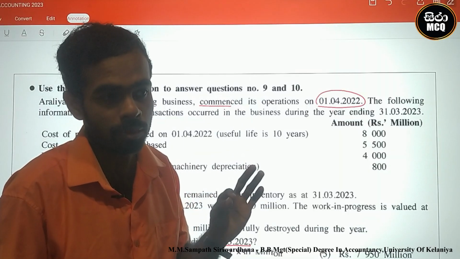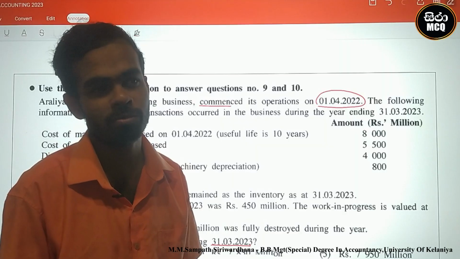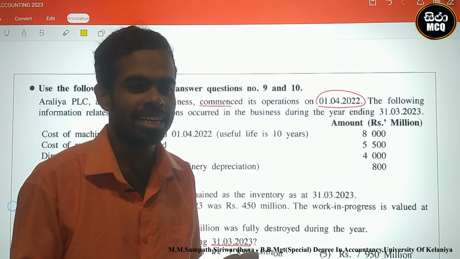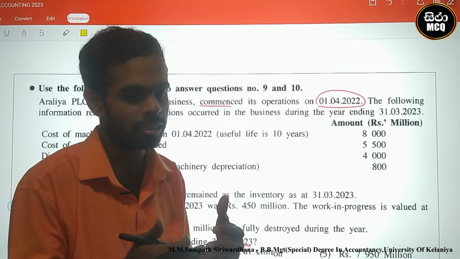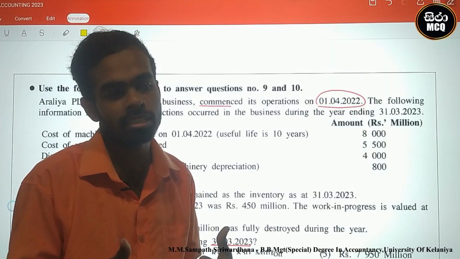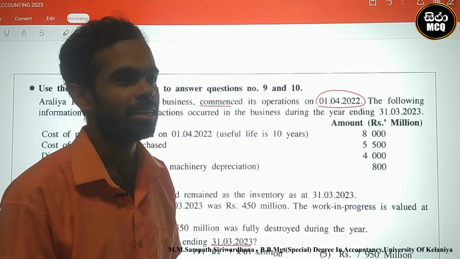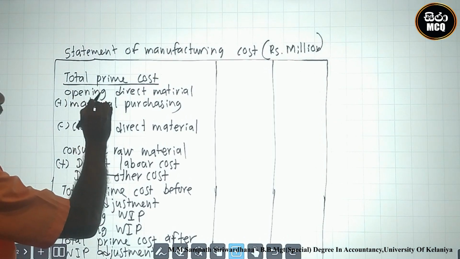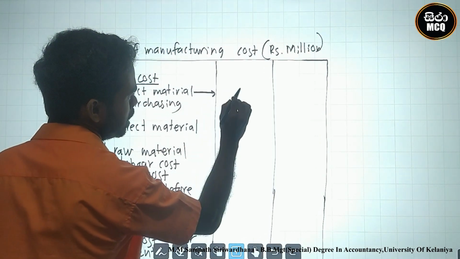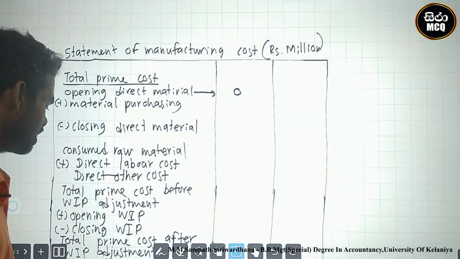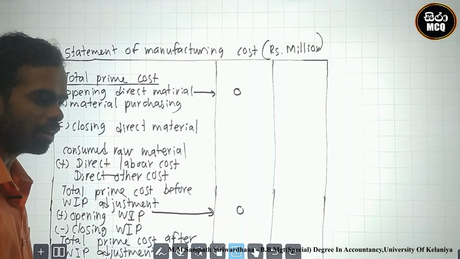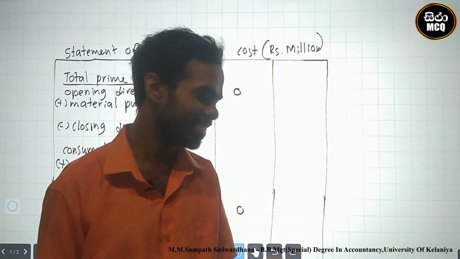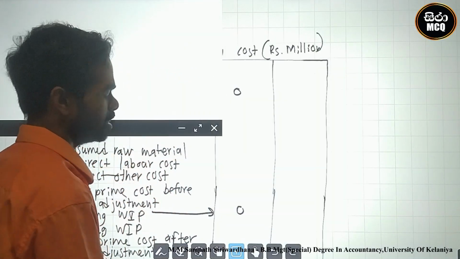At that time we can imagine there are no opening inventories. Why? They firstly started their business on 1st April 2022. There is no remaining opening inventory or opening assets in the company. We can imagine that there is no opening direct material, only closing materials. There is no opening work in progress. Why? They started their business on the opening date. Okay, let's see the question.